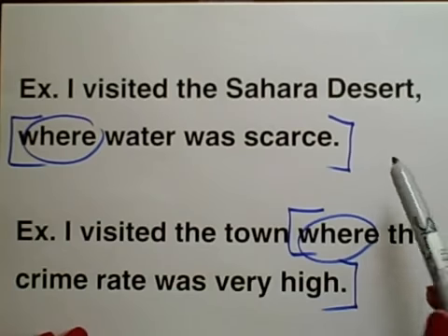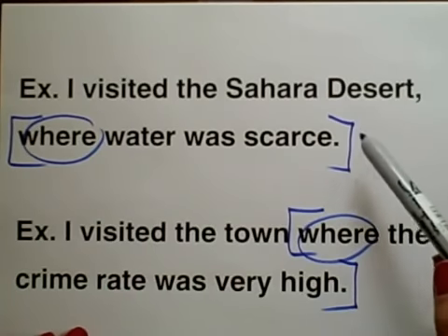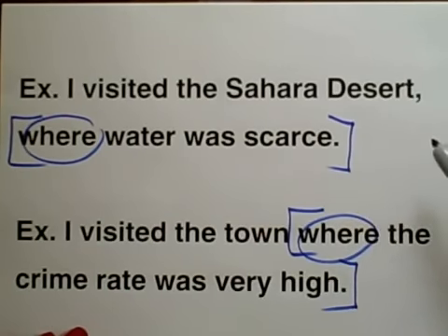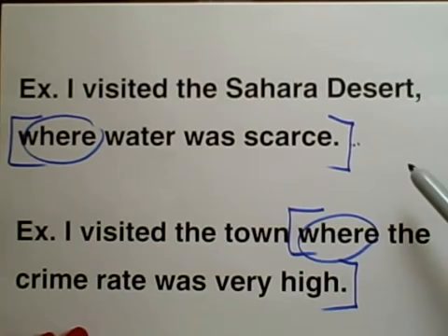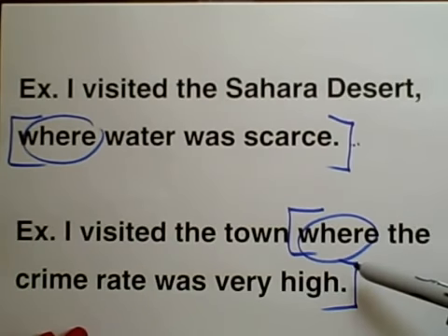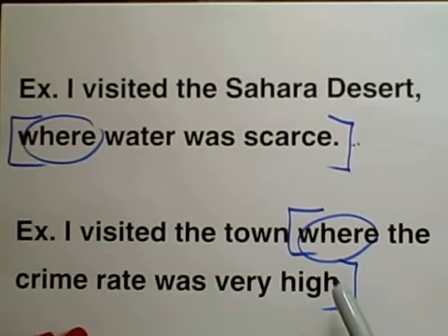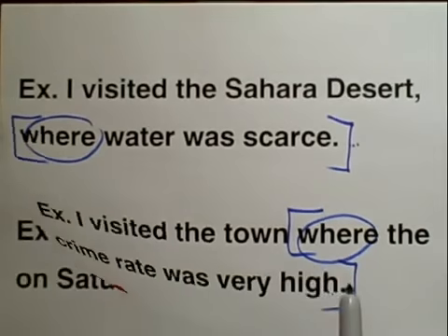If we eliminated the clause where water was scarce from this sentence, what do we lose? Nothing. Everyone knows that in a desert, water is scarce. Therefore, this clause is non-essential or non-restrictive. In this sentence, the adjective clause where the crime rate was very high is essential. If we removed it, we lose an important bit of information about the town. Since we can't assume that crime rates are high in all towns, we need this clause. It's essential or restrictive.